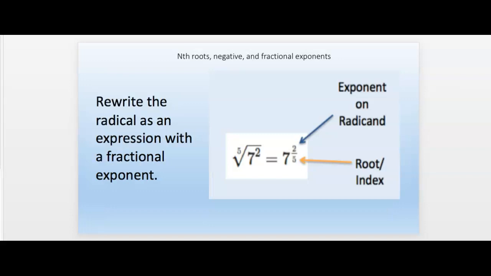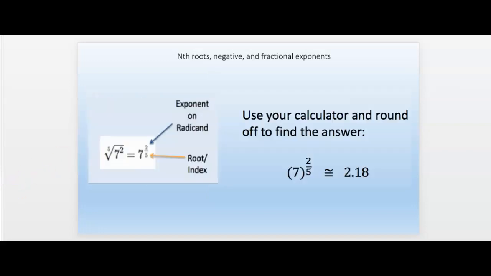Again, we can rewrite a radical expression with a fractional exponent. This is an example. Okay? The root or the index is the denominator. All right? The exponent on the radicand is the 2 on top. Guys, again, you can always use your calculator too. Just take 7 raised to the 2/5 power. Just put it in the calculator, or you can use Desmos as well.